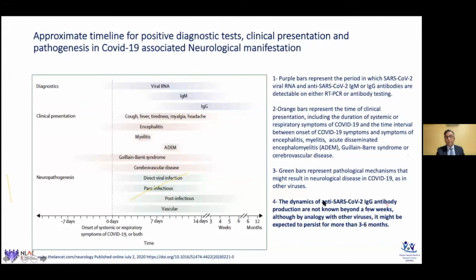Now the interesting point on this slide is about the IgG antibodies. How long does IgG antibody production take, or how long do they last after the initial infection? We don't know exactly, but by analogy with other viruses, we can expect that it may persist for more than 3 to 6 months. Okay, so let's move on.